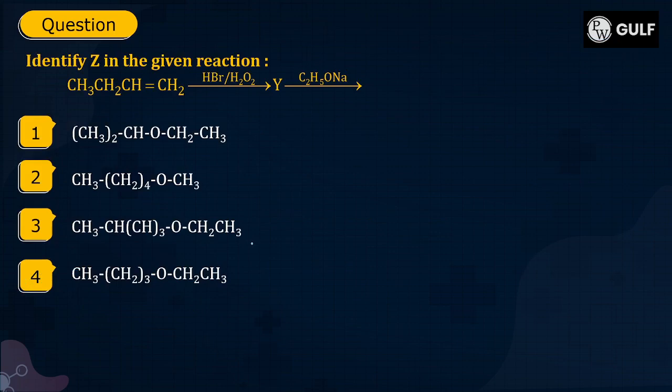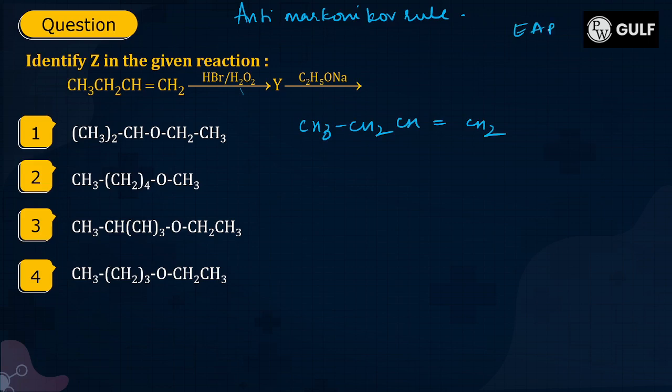The next question is: identify Z in the given reaction. You look at this particular reaction, HBr in the presence of H2O2. The moment you see a hydrogen halide, specifically hydrogen bromide with peroxide, what needs to come to your mind is the anti-Markovnikov rule, or Kharasch effect, or peroxide effect. This is nothing but CH3CH2CH=CH2. What you will observe here is an electrophilic addition reaction.